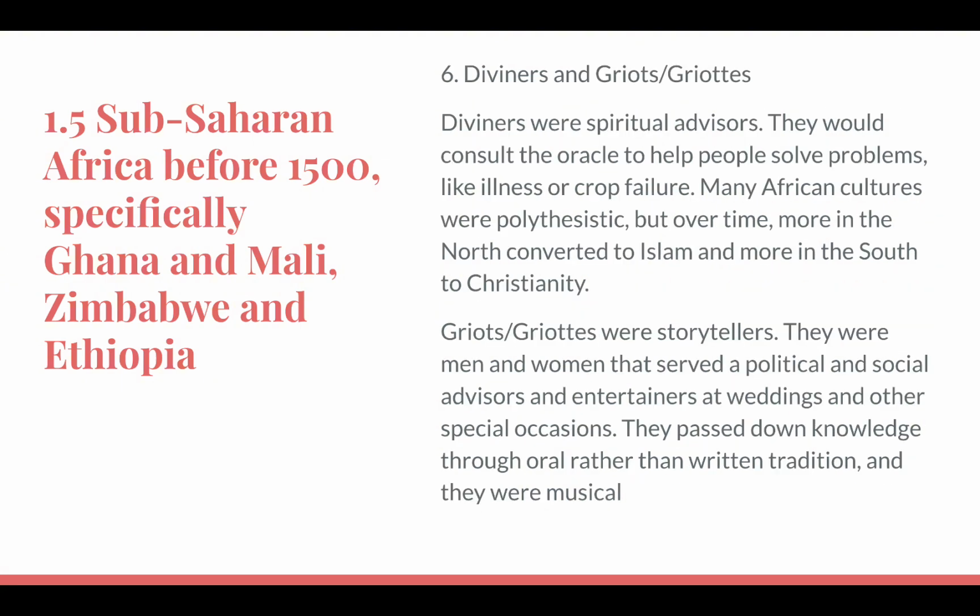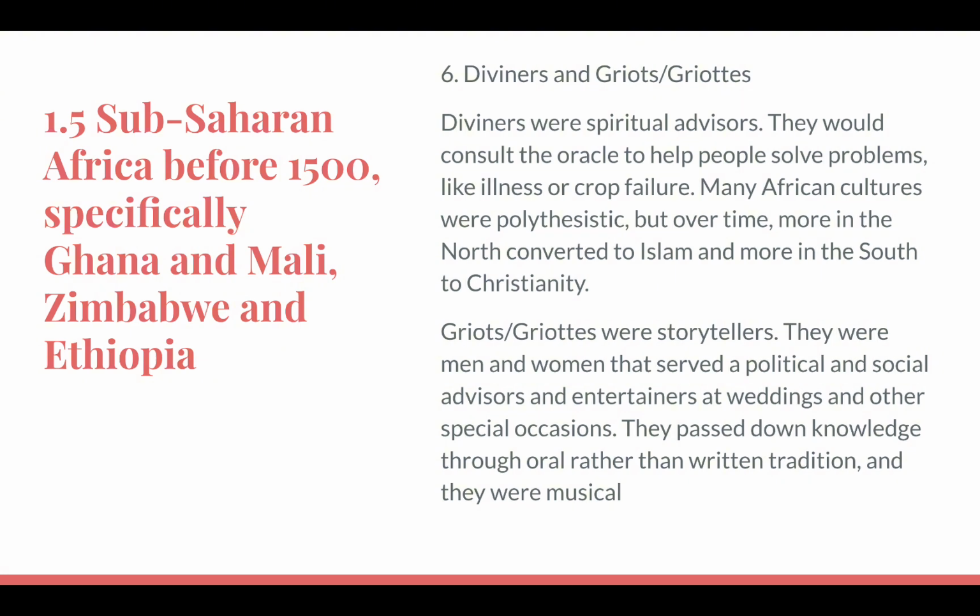African culture is very interesting. They have diviners and griots. The diviners were spiritual advisors. They would consult the oracle to help people solve problems, like illness or crop failure. Many African cultures were polytheistic, but over time, more in the north converted to Islam and more in the south converted to Christianity. Griots were storytellers.